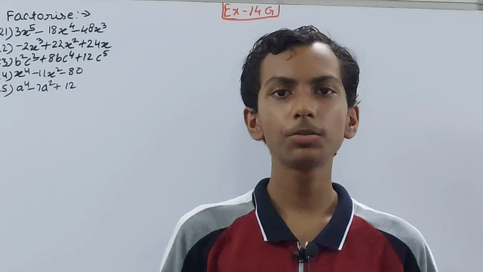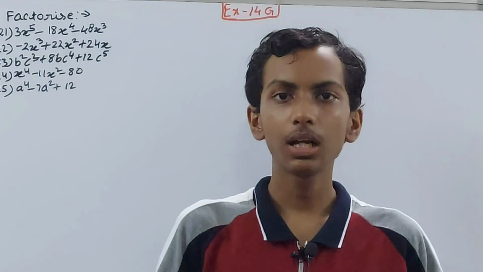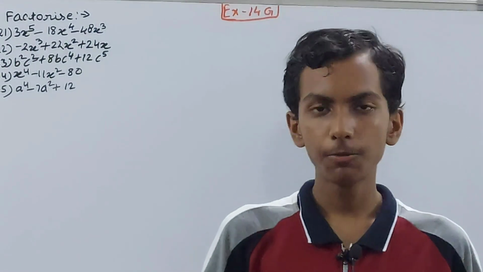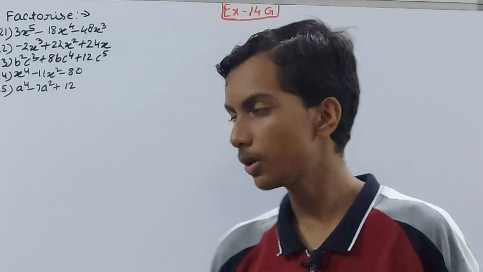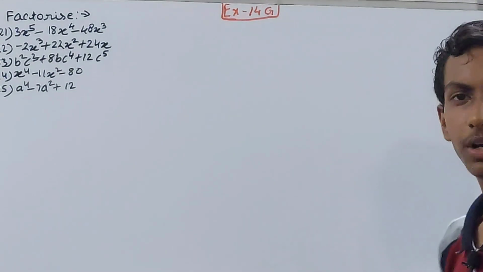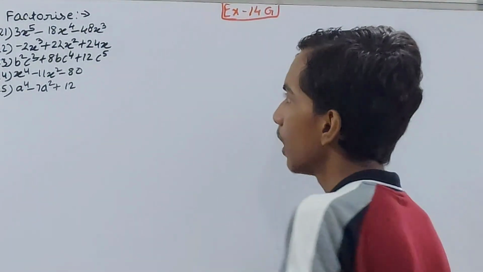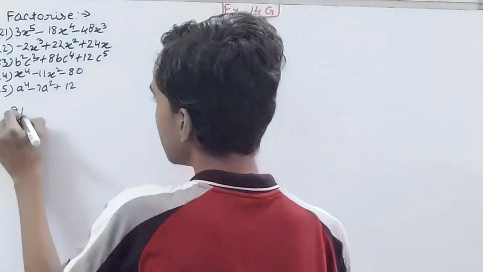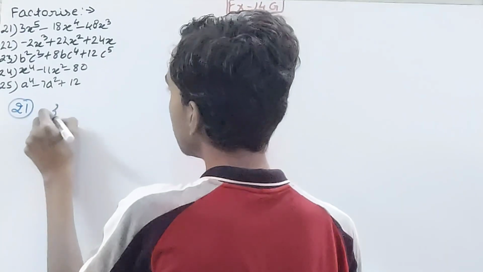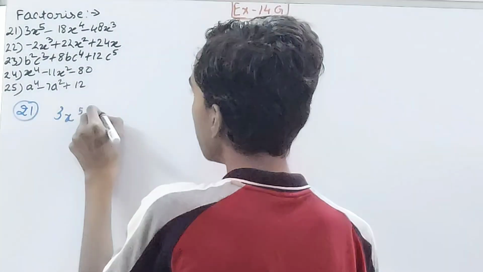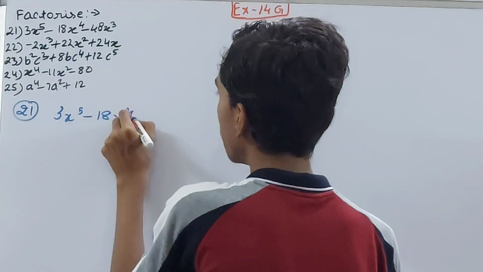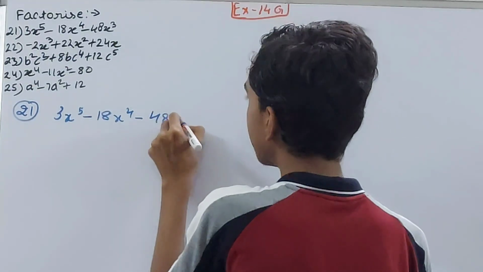In this video we are going to solve ICSE Mathematics Class 8 Chapter 14 Factorisation Exercise 14G Questions 21 to 25. Let's have a look. What does question 21 say? We have to factorise the expression 3x to power 5 minus 18x to power 4 minus 48x cubed.